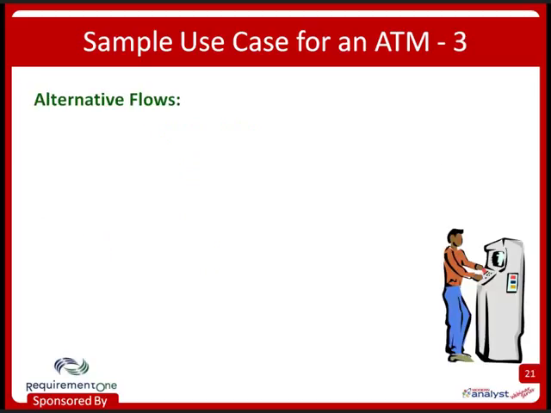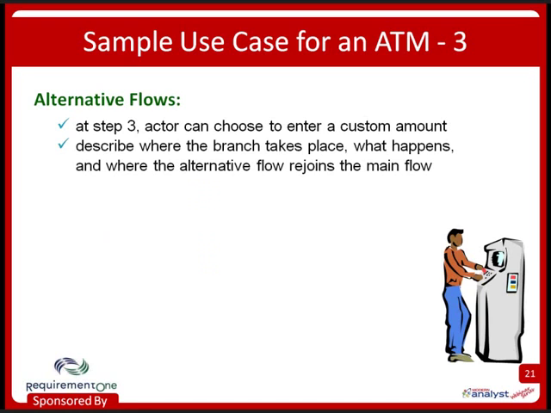We also have to think about alternative flows, and the most obvious one here is that at a particular step, the actor might say they want to enter a custom amount. They don't want to choose one of the amounts to withdraw shown from a list. They want $120, which wasn't on the list. So for each of these alternative flows, you would describe where the branch takes place, how it's handled, and if the alternative flow rejoins the main flow, let's show where that happens.